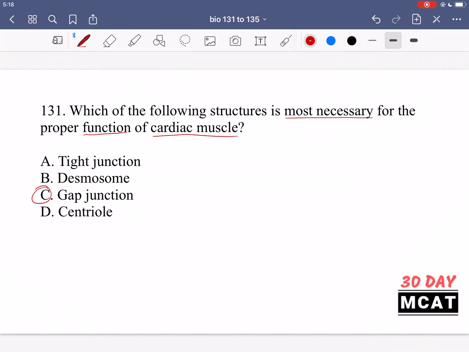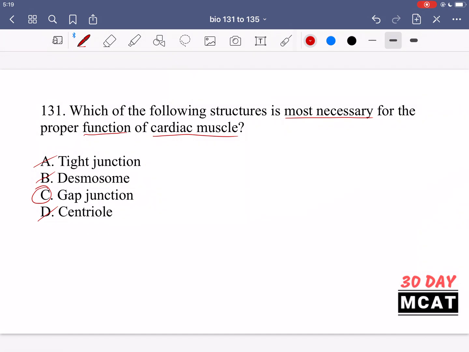Option D is centrioles, which are involved in mitosis and creating the spindle fibers that help pull chromosomes apart. All of these things are important at some point for the cell. It could be during mitosis, it could be during just the cell being together in a tissue. They're important, but they're important for all types of cells.